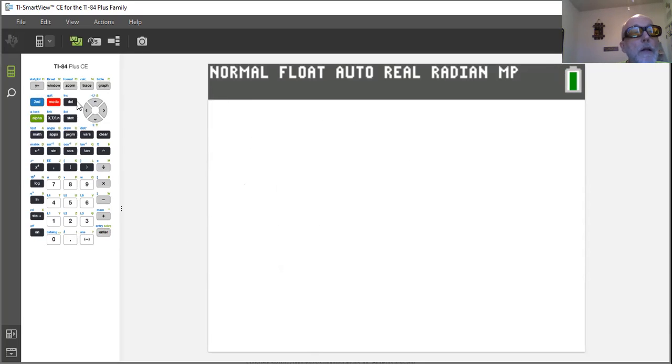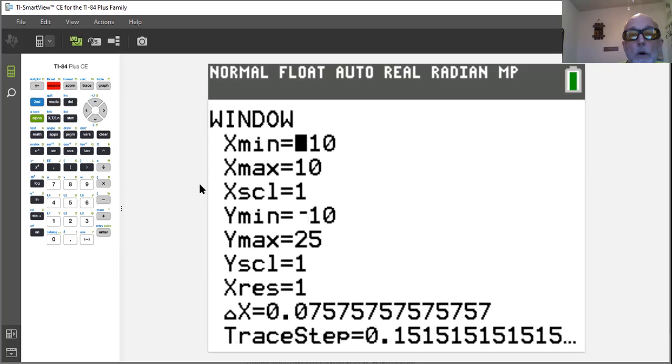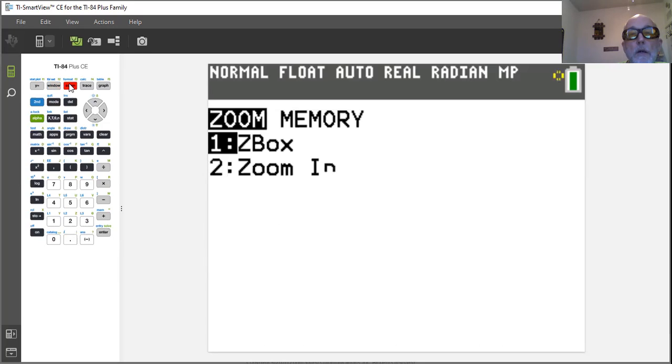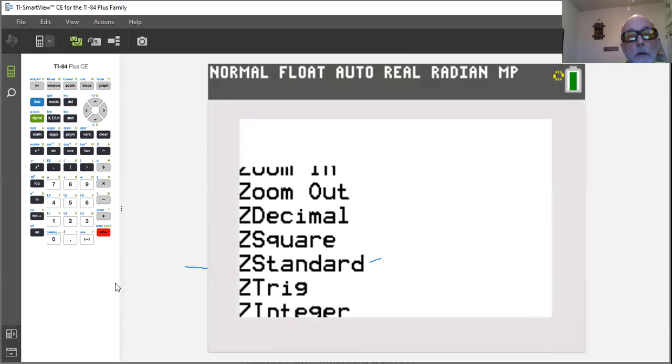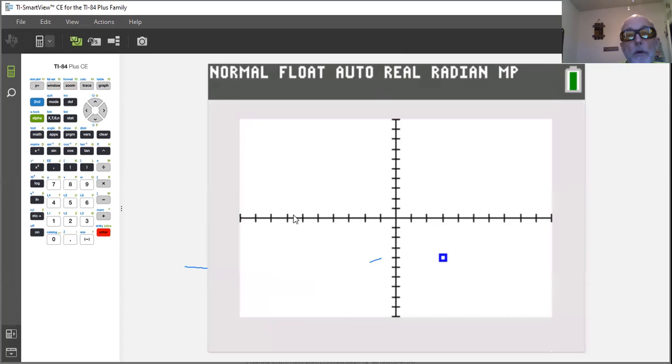Okay, and then our window. I want a normal window, so I'm going to hit zoom 6 because that's the standard window. See right here, 6 is the standard window. So I'm going to go down to the standard window and hit enter. Kaboom. And that's what I got. I have one that's 10 by 10.